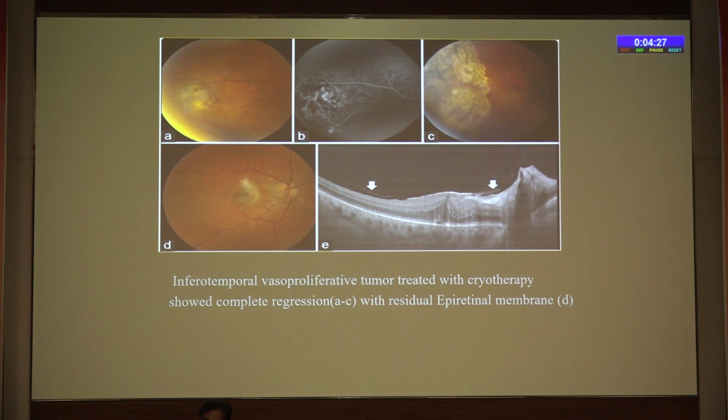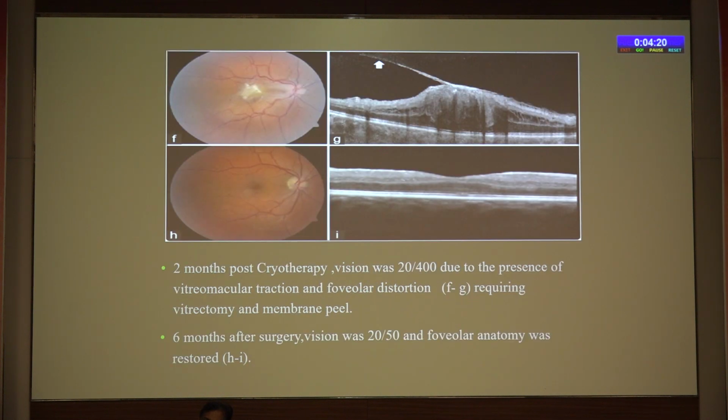This is a picture showing an inferotemporal vasoproliferative tumor treated with cryotherapy, showing complete regression with residual epiretinal membrane. This is 2 months post cryotherapy. 6 months after surgery, vision was 20/50 and foveal anatomy was restored in this particular study, which I have taken from Google.